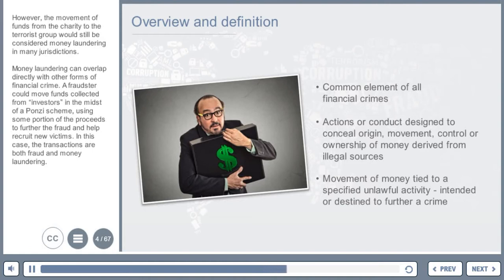Money laundering can overlap directly with other forms of financial crime. A fraudster could move funds collected from investors in the midst of a Ponzi scheme, using some portion of the proceeds to further the fraud and help recruit new victims. In this case, the transactions are both fraud and money laundering.